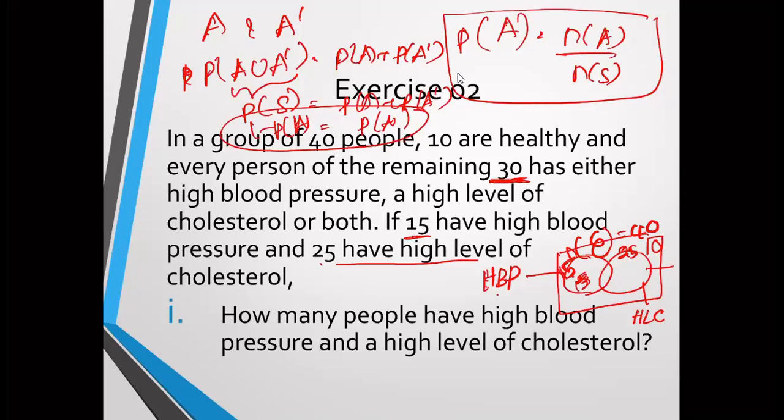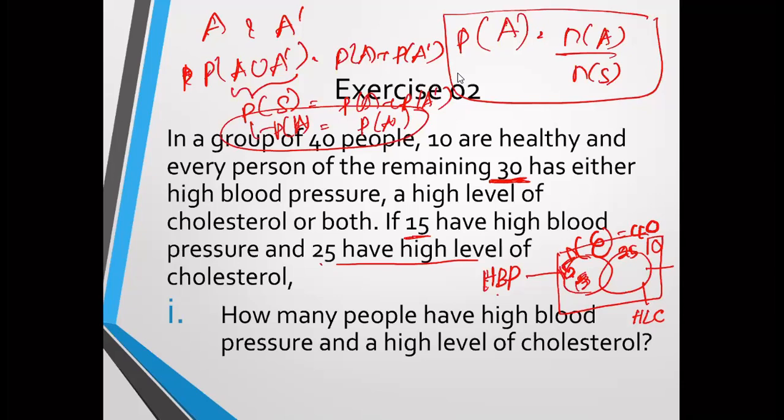Clear? I know definitely you have done these things in your O levels, okay? Then 25 have high level of cholesterol. Among that 25, some people may have a high level of cholesterol or high blood pressure or both. That's why we write that number on the circle. Understand? Now there are some questions to be answered by us.